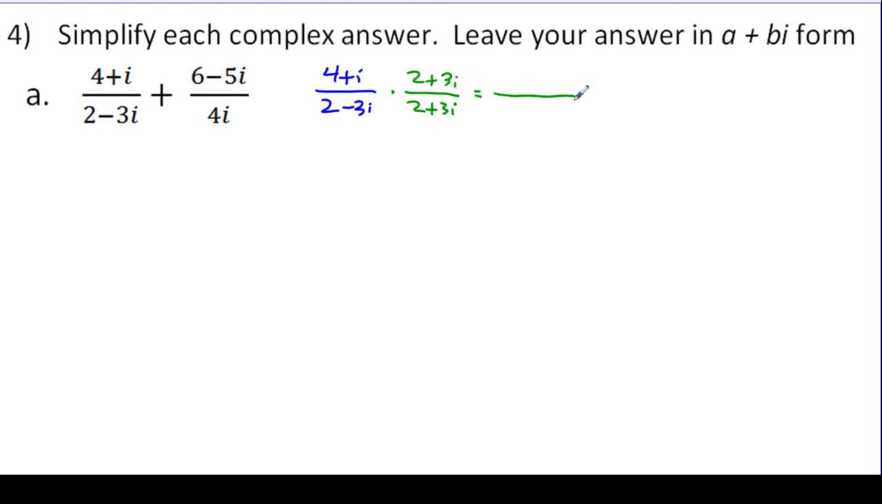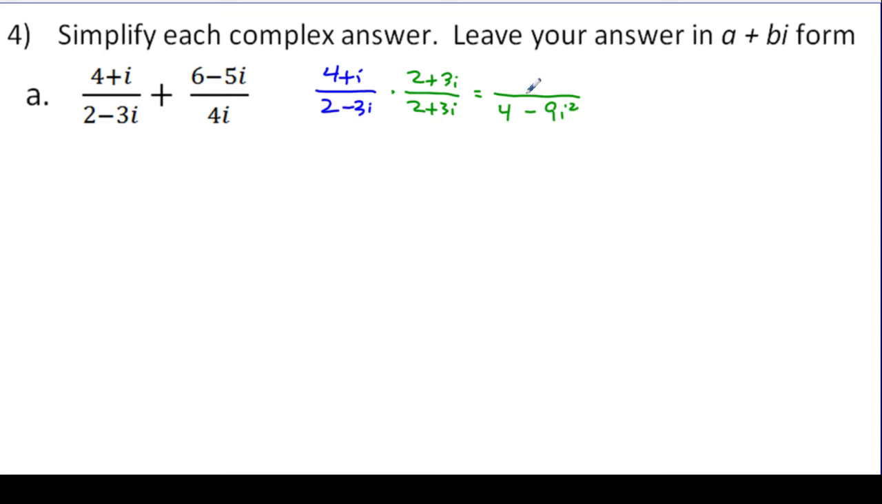So the bottom, when I FOIL all this out, is going to look like 4. And I'll let you do this, is minus 6i and plus 6i, which cancel. And then I'm going to end up with a minus 9i squared. So I'll let you go through and FOIL all this out and see that you have a negative 6i and a positive 6i that cancel.